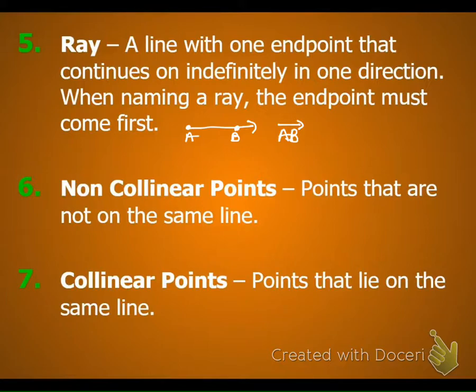Then we have non-collinear points. Well, collinear, right? Co means together, linear line, so they're all on the same line. So non-collinear points are points that are not on the same line, and collinear points are points that lie on the same line.